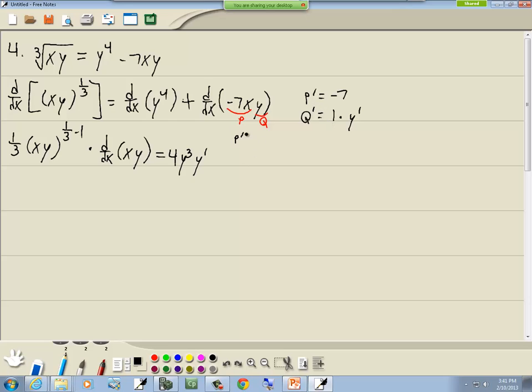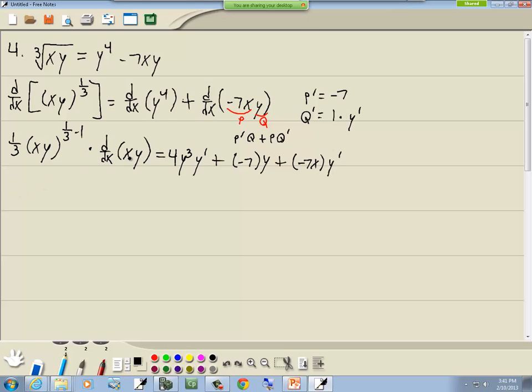So then our formula is p prime q plus p q prime. So we got plus p prime, which is negative 7, times q, which is y, plus p, which is negative 7x, times q prime, which was y prime.